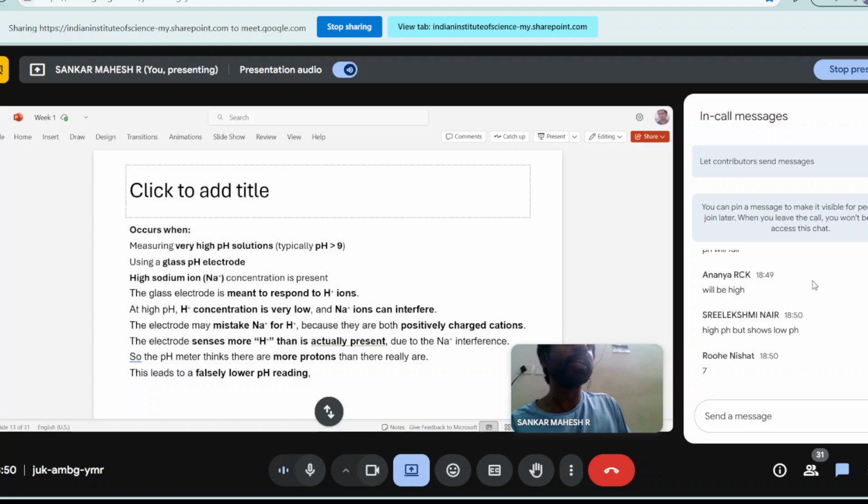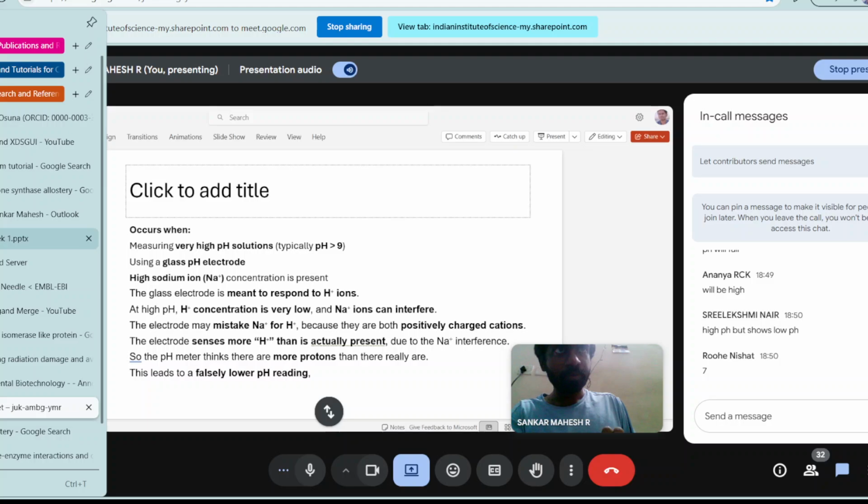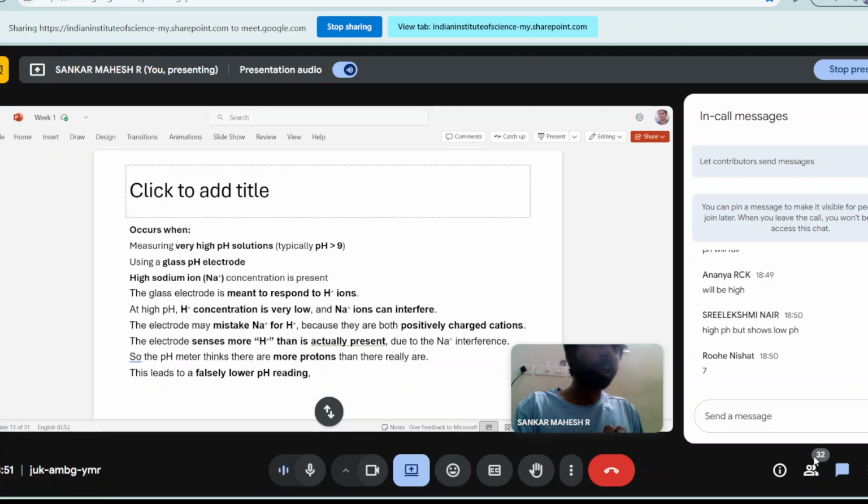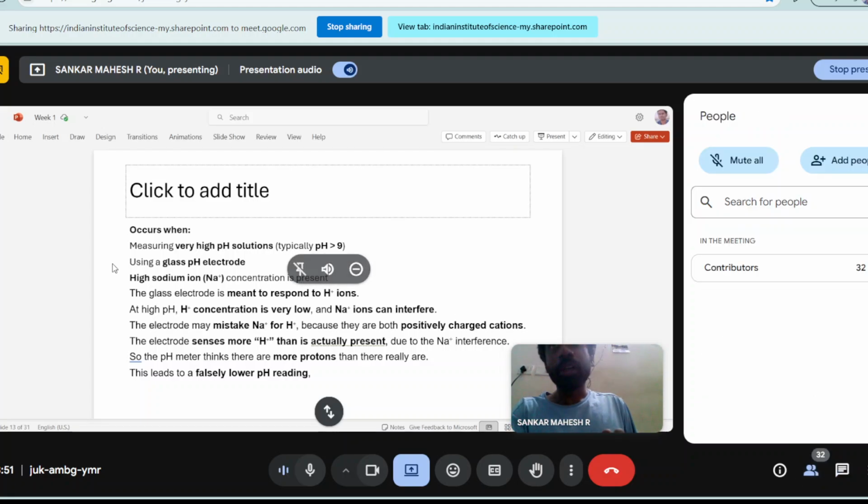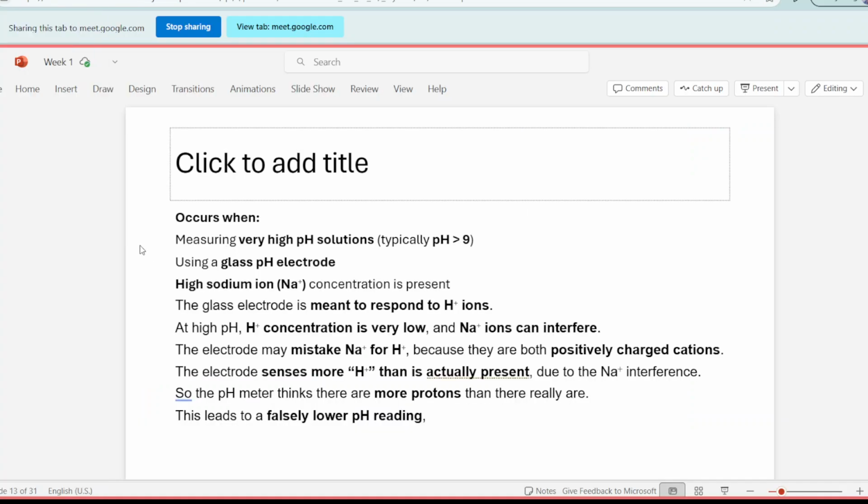Ananya, can you unmute and tell why you think it will be high? And followed by that, even Sri Lakshmi can try. Ananya or Sri Lakshmi, do you want to mention why you think it will be high? Okay, seems like they are not here. Fine, but I hope you understood it. It mistakes and gives you a lesser pH, thinking there are more hydrogen ions, but there are actually more sodium ions.